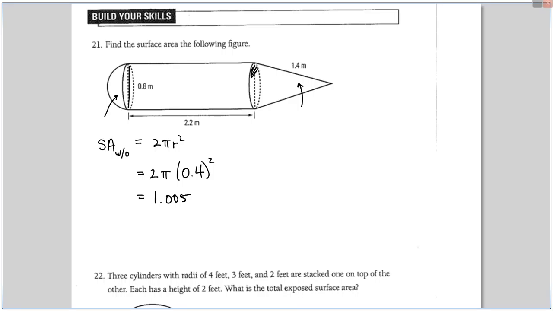Do I include this circular base for this shape? No, because it's not on the surface. So what's the lateral surface area formula here? Just pi rs. So pi radius is still 0.4, and luckily s is given, so that's easy. So I'll just put omit. This one's 1.759.